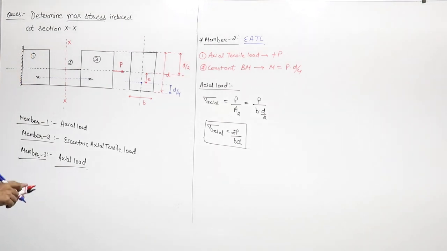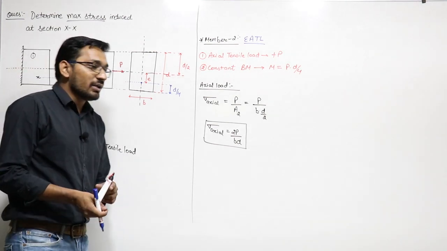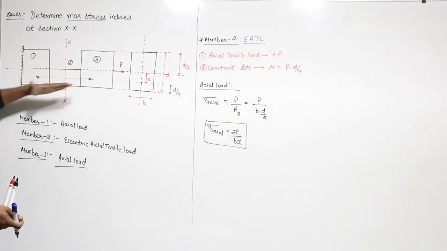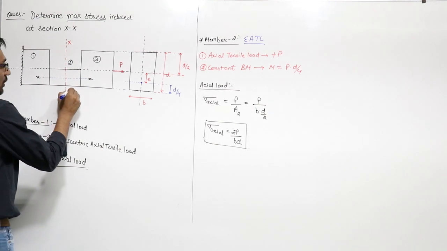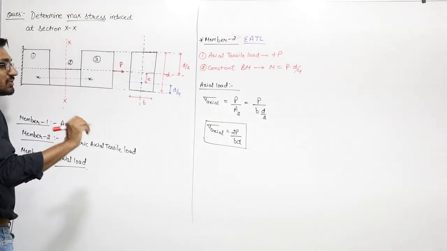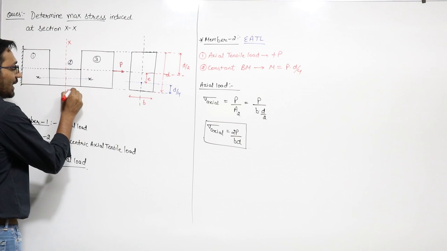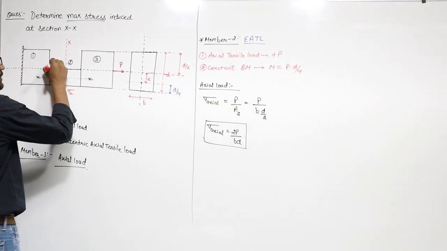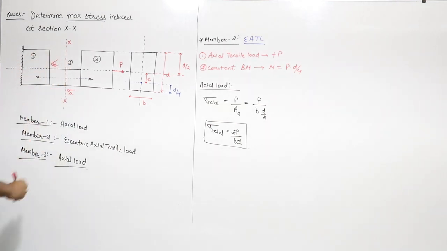And you know that the axial stress will be constant. So on both the top and bottom fiber, the axial stress will be the same. So it is plus sigma A and it is also plus sigma A. On top and bottom fiber, sigma will be the same because of the axial load, that is sigma A.